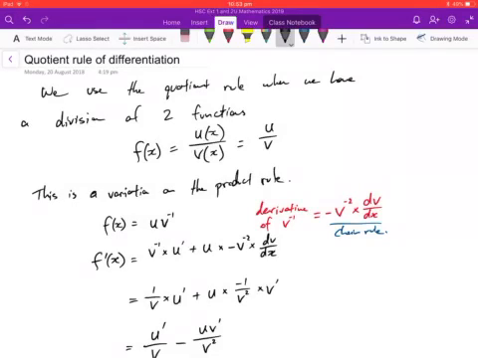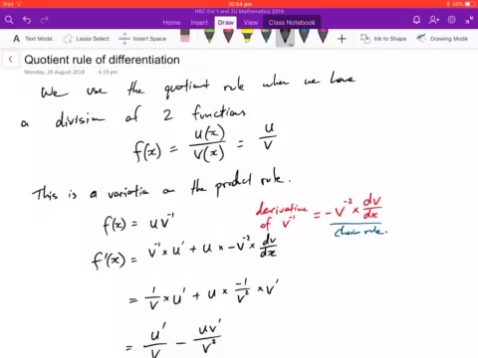We are here talking about the quotient rule of differentiation. So you've done the product rule, and it's actually linked to the product rule. It's a quotient rule, so it's a division of two different functions. So if I have f of x is equal to u of x over v of x, as in some expression in x, and then you divide it by v of x.